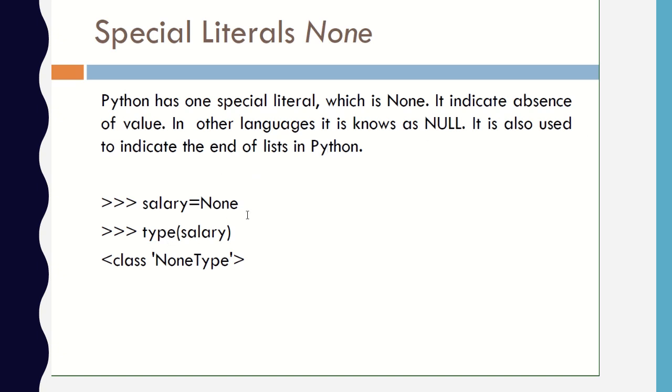So salary equal to None. Salary equal to None means nothing is being stored in what? In my identifier named salary. If I check which type of value is being stored in salary, then I'll get NoneType. It means no type of value is being stored in my salary variable.